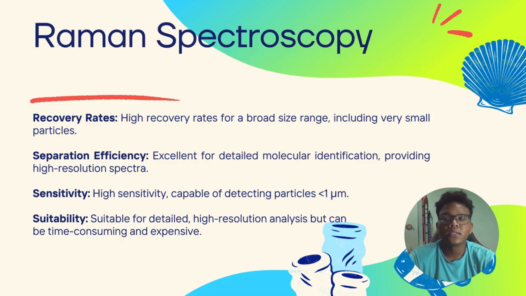The second one is Raman spectroscopy. Raman spectroscopy is another useful instrument for microplastic analysis. It offers high recovery rates for a broad size range, including very small particles. The separation efficiency of Raman spectroscopy is excellent, providing high resolution spectra for detailed molecular identification.